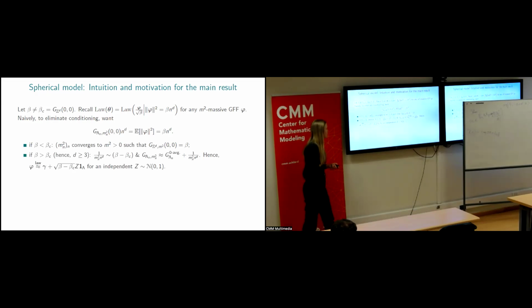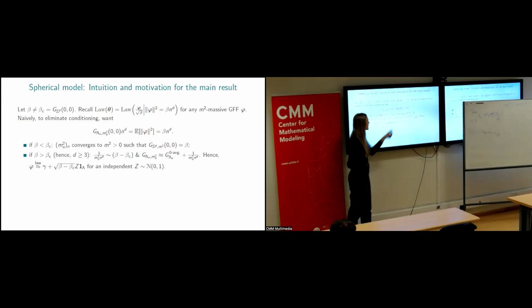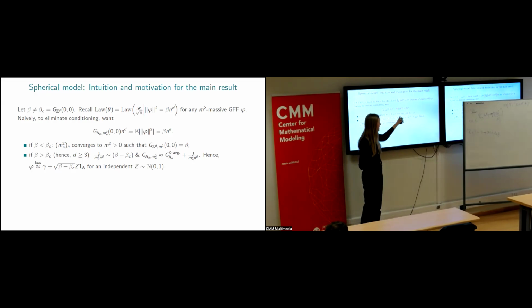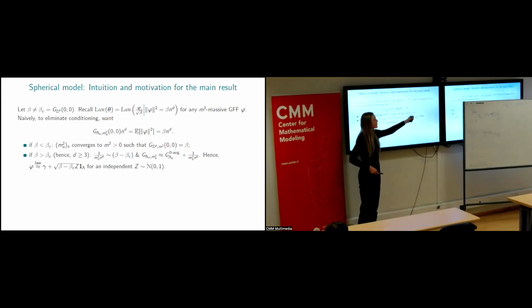Okay, if beta is greater than beta critical, and this is the motivation for why we look at the zero average GFF instead, then if one rewrites this equation, one would see that to satisfy this equality, one has to choose m_n squared proportional to beta minus beta critical. And in this scenario, if one rewrites these functions properly, one can see that this massive Green's function can be rewritten in terms of the zero average Green's function.